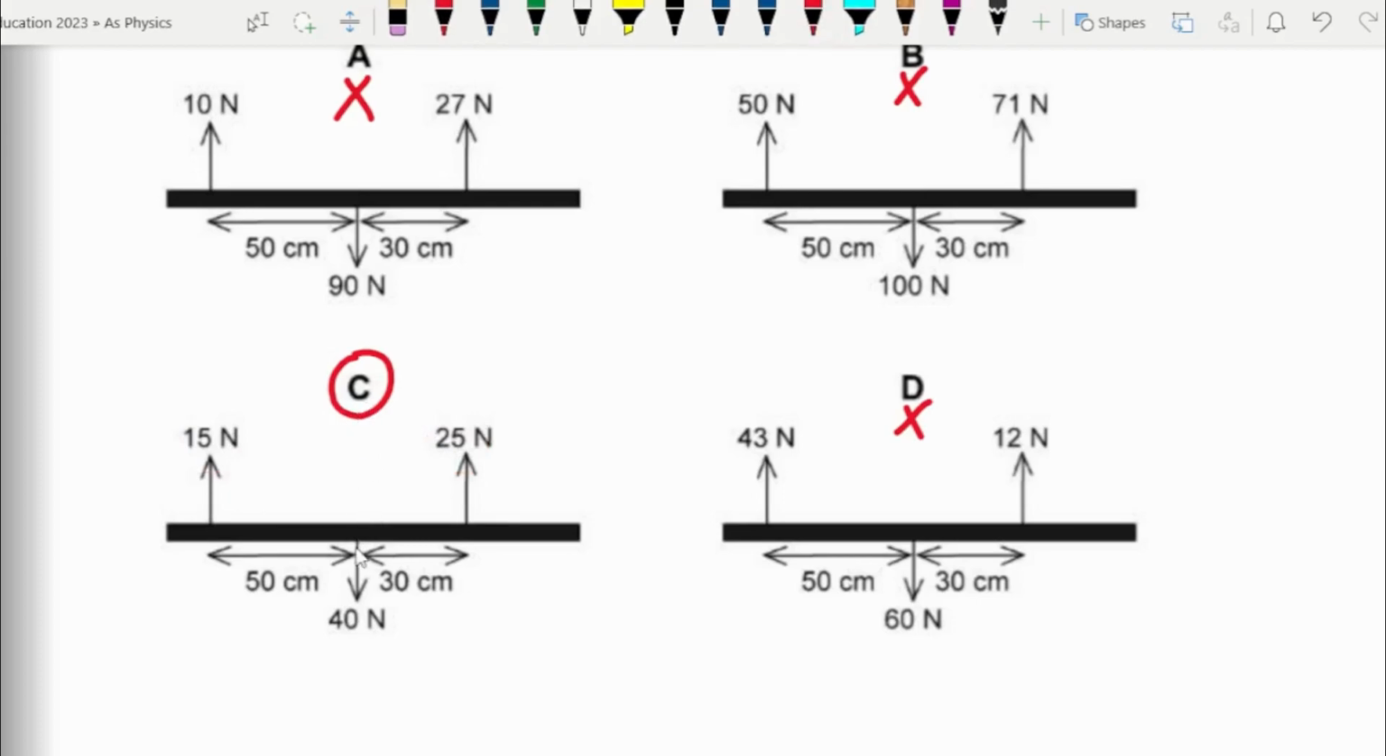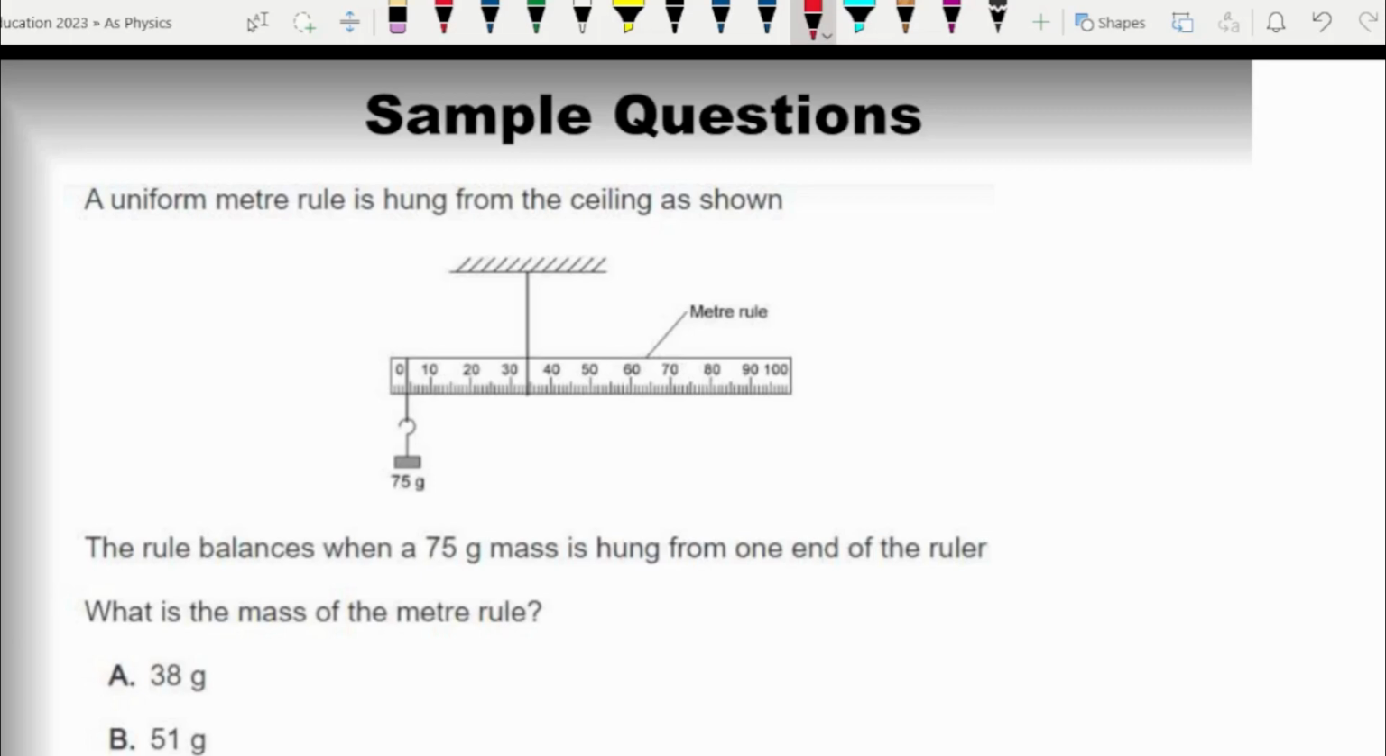And if you choose this point as a pivot, you find out the moment produced by that force, which would be 15 times 550. That would be equal to the moment produced by the other force, 25 times 300. So you can hit it on the calculator. There would be no resultant moment and there would be no resultant force. So let's move on to the next question.